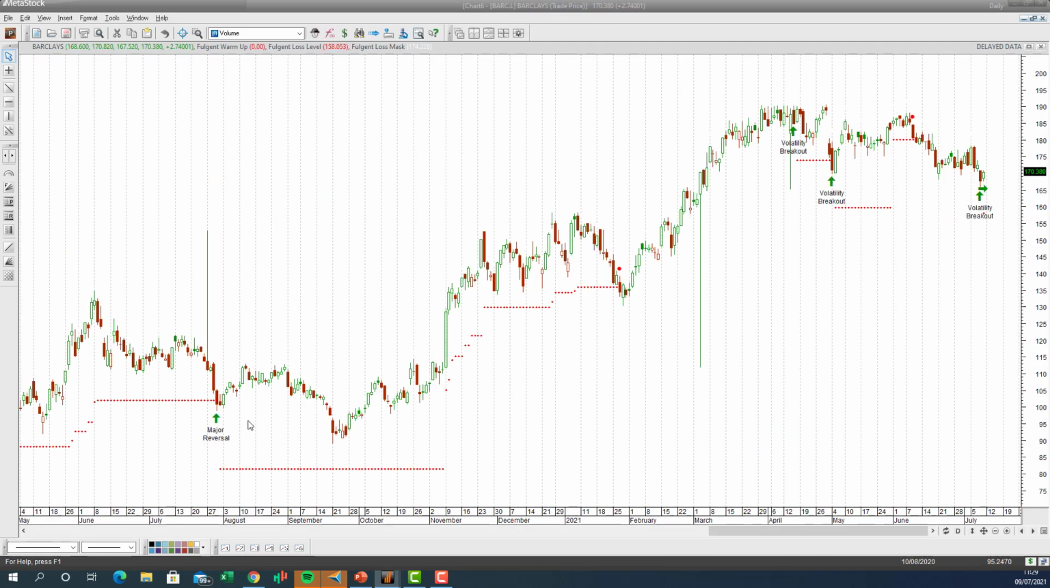there we go, major market reversal back here in August, captured most of that huge move, and then we've got a few volatility breakouts up around here. And then we now have a fresh new volatility breakout at 170. Note the AI's added the stop loss down here just below 160. So that's the one for Barclays, for example.